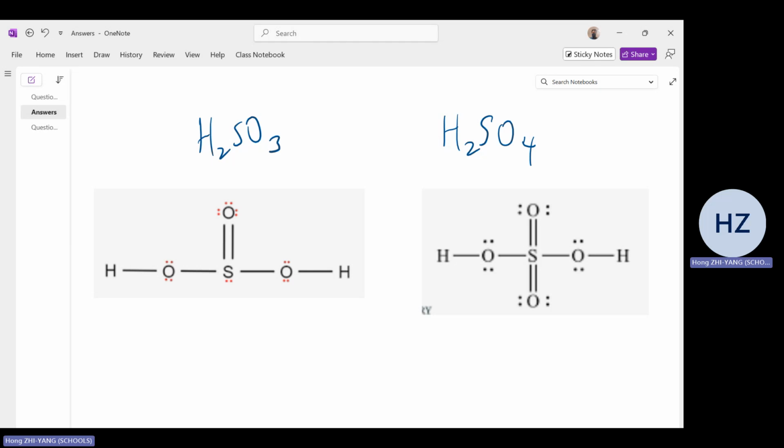Do you notice that the H's are bonded to the O? Let me use a laser pointer. Okay, here. The H's are bonded to O. So when you use it as an acid, the OH bond is broken. Same thing, this is for H2SO4. The OH bond is broken up.